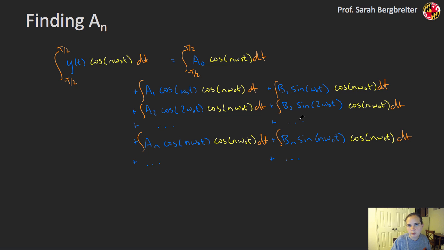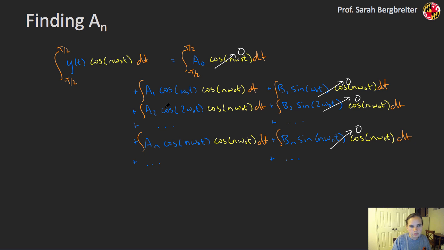And so what you may remember from our little calculus refresher is that anytime I have the integral over a period of a sine times a cosine, that is going to go to 0. So all of these terms down here, regardless of m equaling n, those are going to go to 0. This a naught term, this is just integrating over a cosine. n is not equal to 0 in this case, so this will also equal 0.